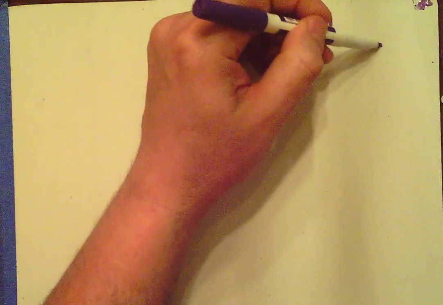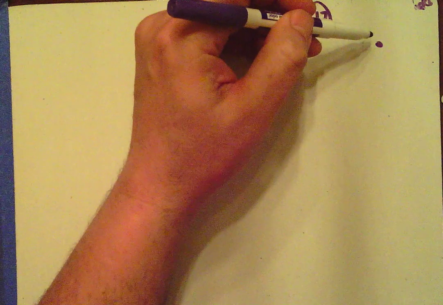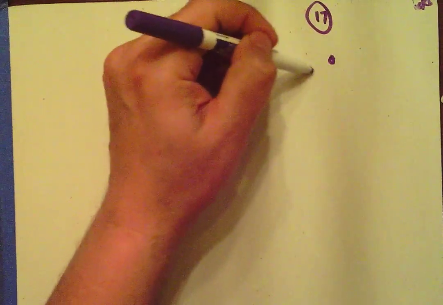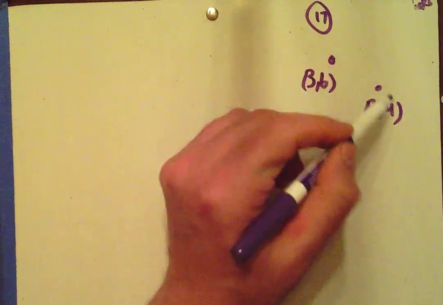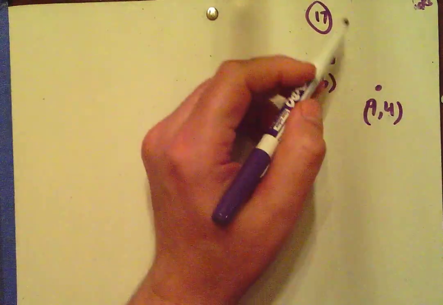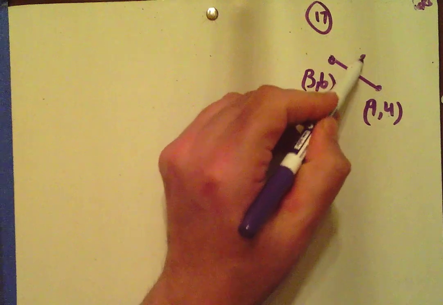Seventeen says, in a standard xy coordinate plane, a line segment has endpoints at (3, 6) and (9, 4). What are the coordinates of the midpoint of that segment?